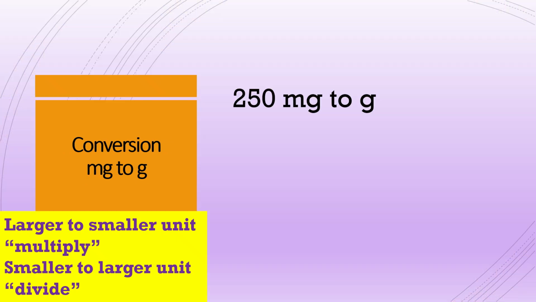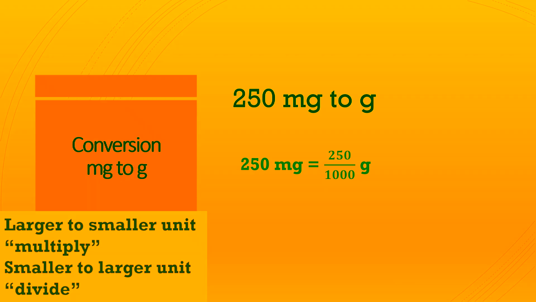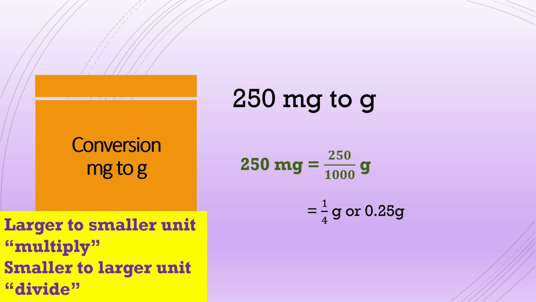Another very simple question. Now convert 250 milligrams to grams. Now we will use the rule where we have to convert from a smaller unit to a bigger unit. To convert from smaller to bigger unit, we always divide. So we will divide this 250 by 1000 instead of multiplying. We can write it as 250 by 1000 grams. Now it has been converted from milligrams to grams. Now we have to simplify this fraction. The simplest form of 250 by 1000 is 1 by 4 gram, or in decimal we can write it as 0.25 grams.